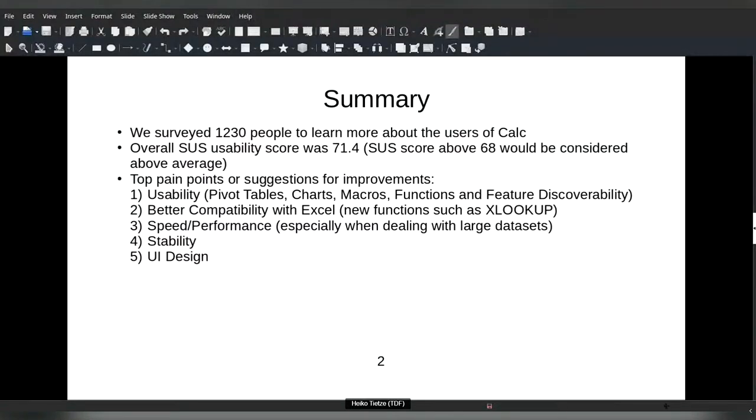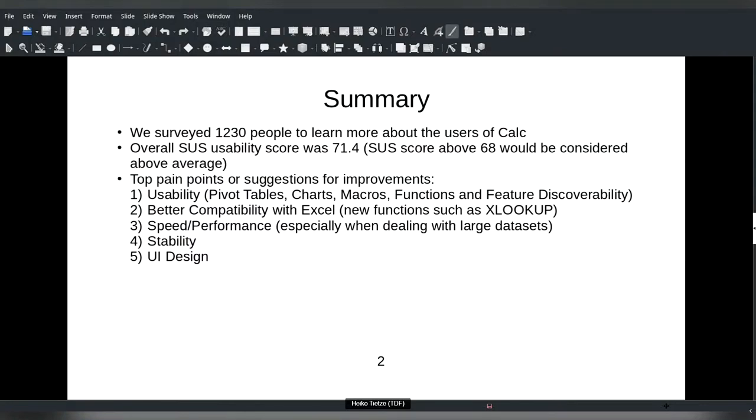So we'll start with a summary. We surveyed 1,230 people to learn more about the users of Calc, as Heiko mentioned. The results were not surprising, but the survey did give us an idea of the most significant pain points of Calc users and where efforts to improve the software should be allocated. As a part of the survey, we administered a System Usability Scale, or SUS, questionnaire, which is a standardized questionnaire used to measure usability of software. The SUS score generally ranges from 0 to 100, and the overall score for Calc was 71.4. This is considered an above average score.